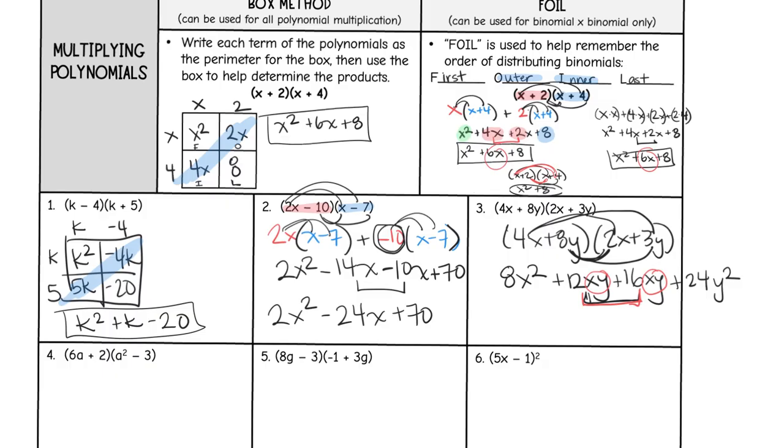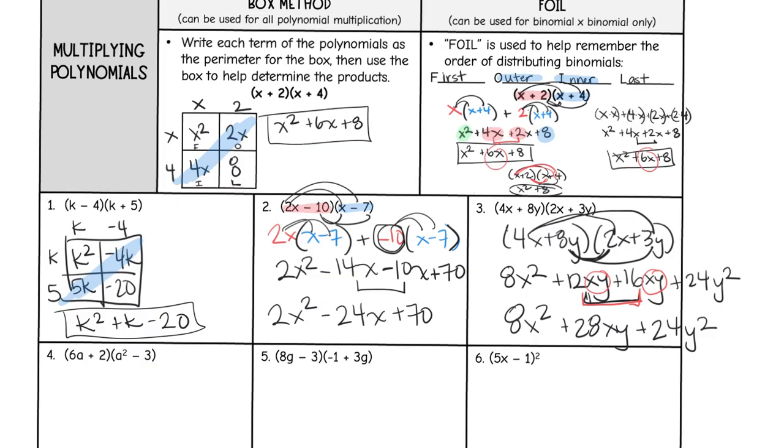So my end answer, let's get the color back: 8x squared, 12 plus 16 is 28xy plus 24y squared.